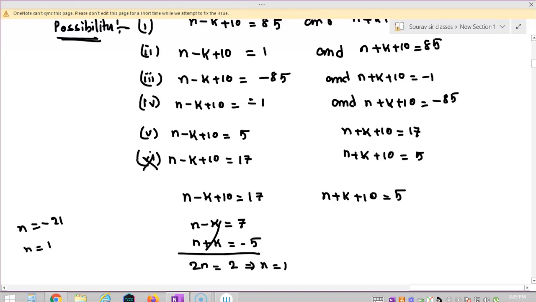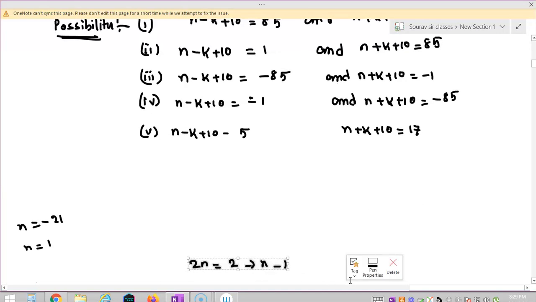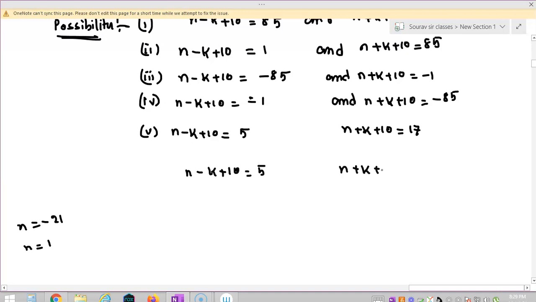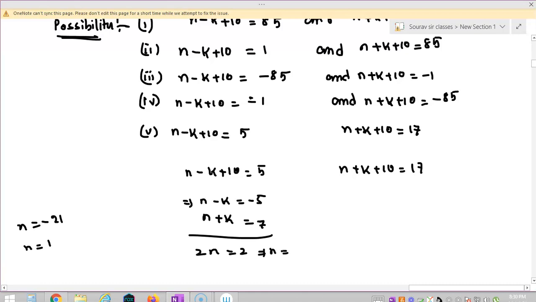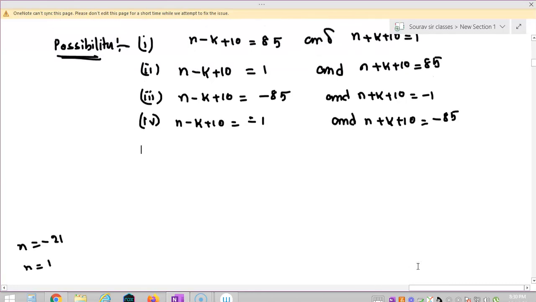So I have solved this equation, so I am removing this. So I have got the value of n equal to 1 again. Now I am going to solve these two equations. It says that n minus k plus 10 is equal to 5 and n plus k plus 10 is equal to 17. It will again give us the same value. I am showing you that n minus k is equal to minus 5 and n plus k is equal to 7. So adding this, 2n is equal to 2 and the value of n is equal to 1. So we got the same value. So I need to remove this again. So we got the value of n is equal to 1 now.